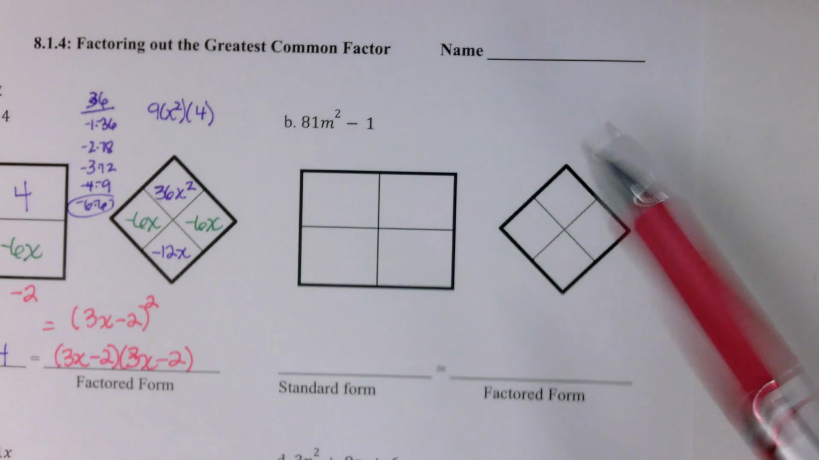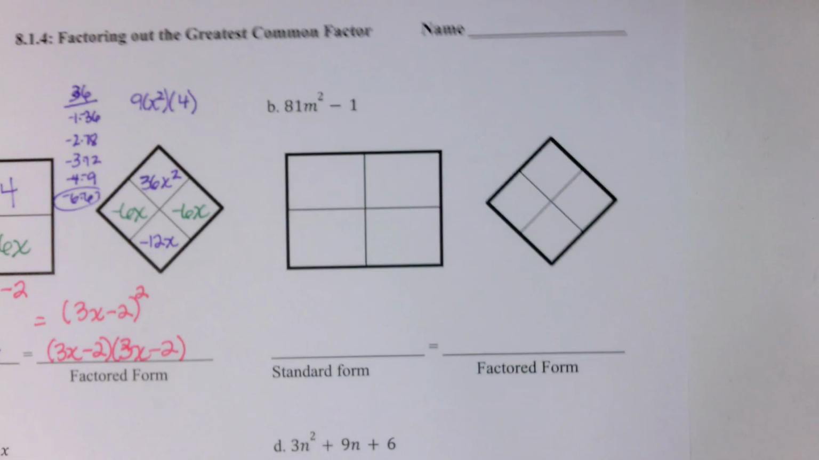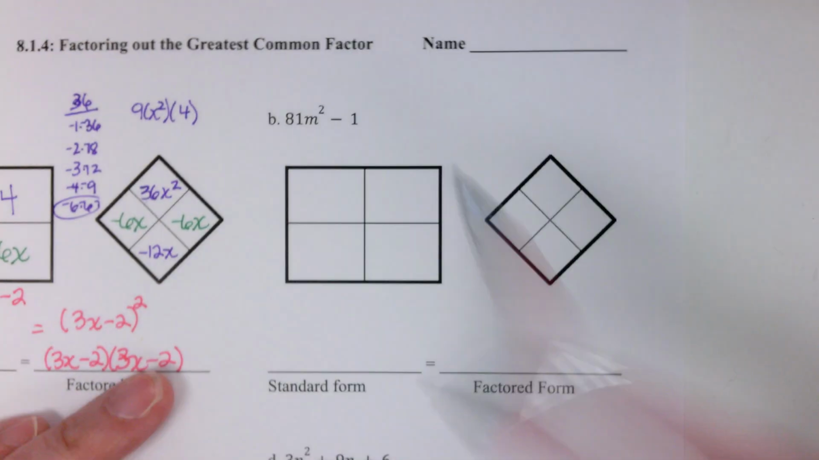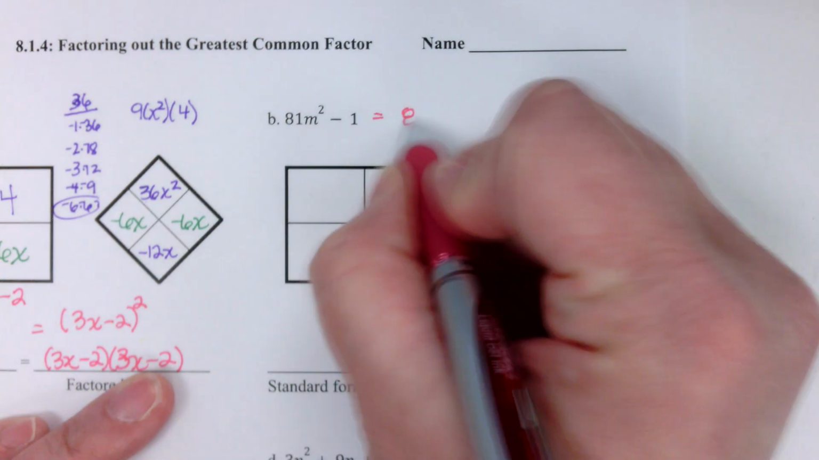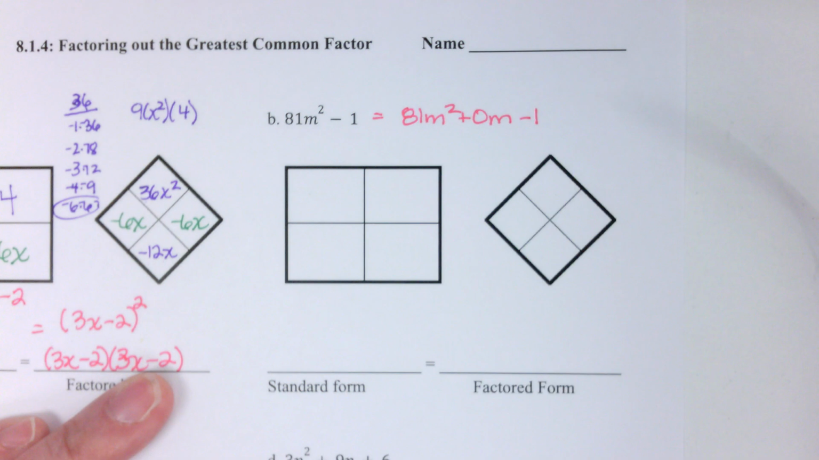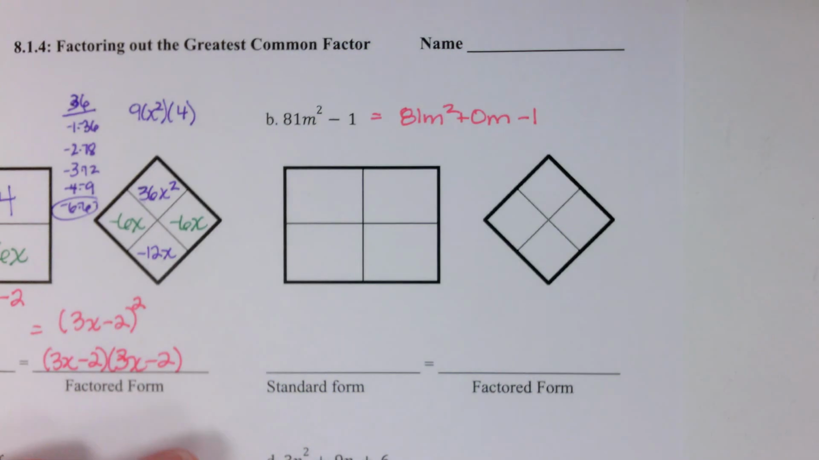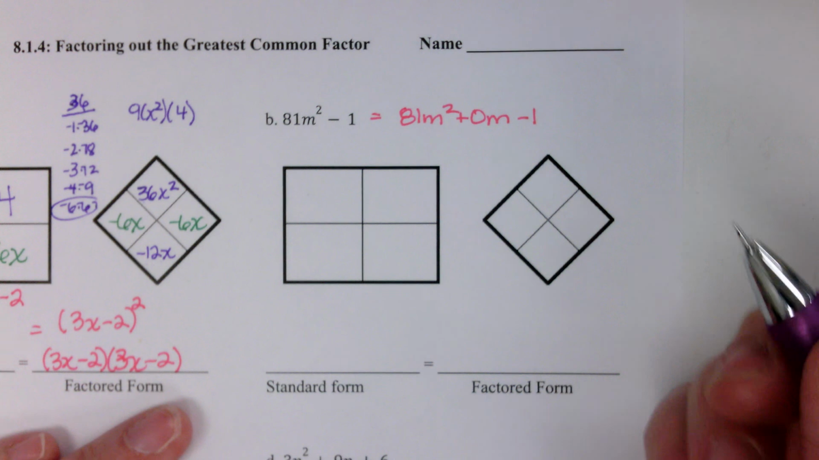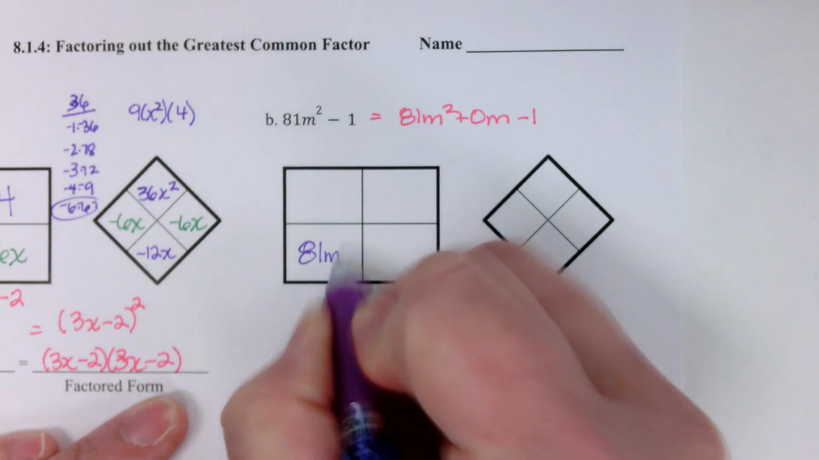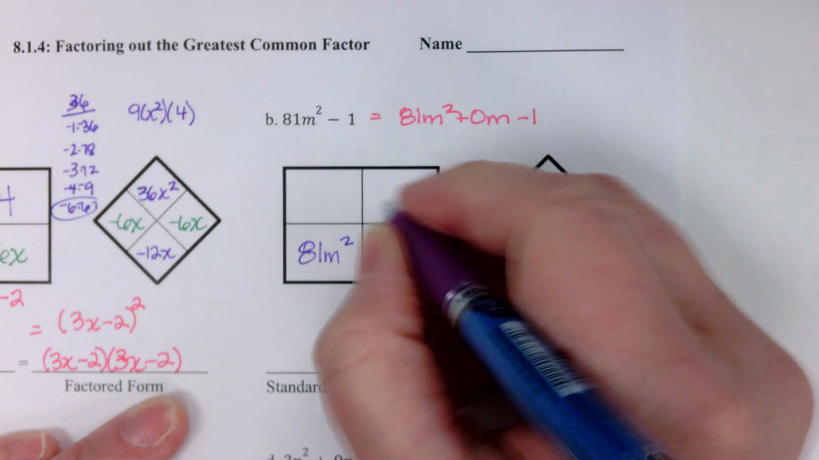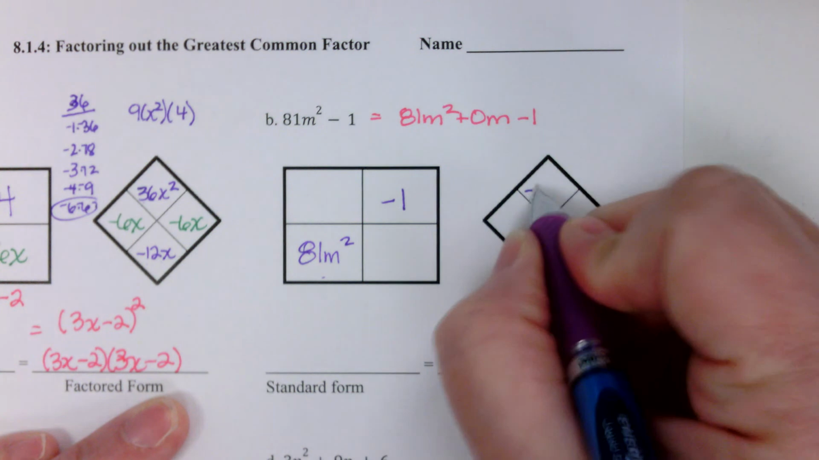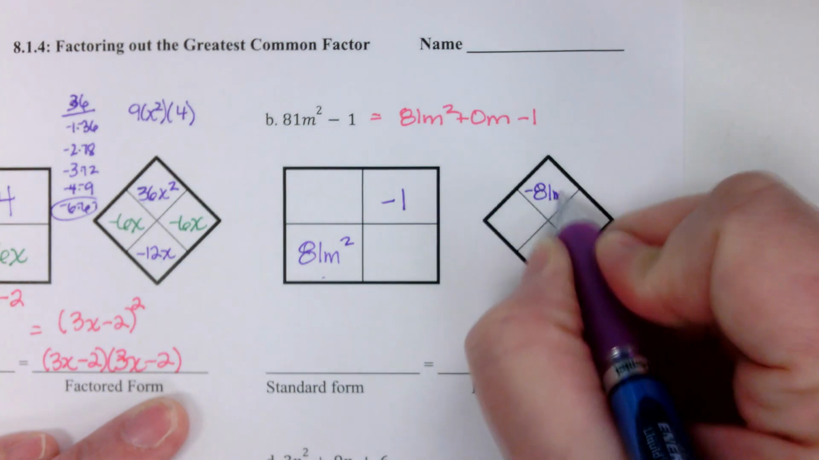Another special case that we talked about yesterday was the difference of squares. If I only had 2 terms and I was missing a 0 term, I could also write this as 81m squared plus 0m minus 1. So when I go to set up my box and diamond, I have 81m squared in one box. Negative 1 is along the diagonal. And when I multiply those together, I get negative 81m squared.